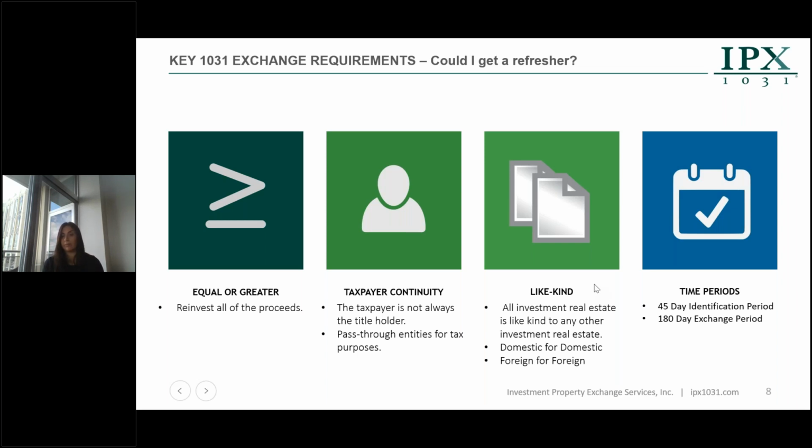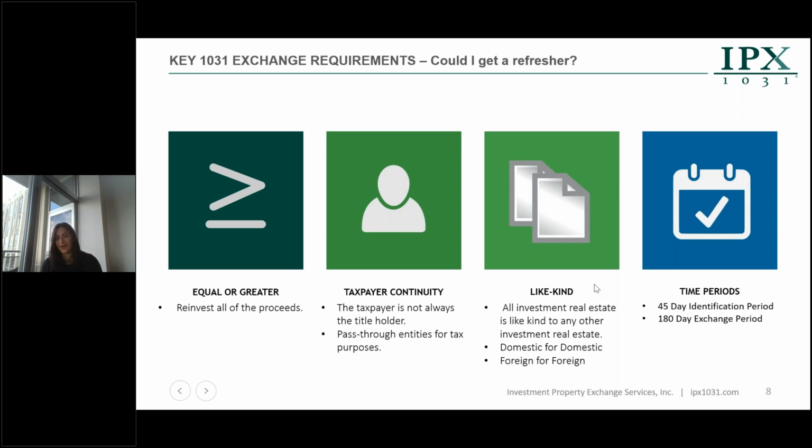The time periods are black and white. They include weekends and holidays. There's typically no extensions for the time periods. That's one of the common questions that we get: is there an extension? I'm having trouble finding property, especially in the crazy market we're in right now. And unfortunately, there really aren't any extensions.